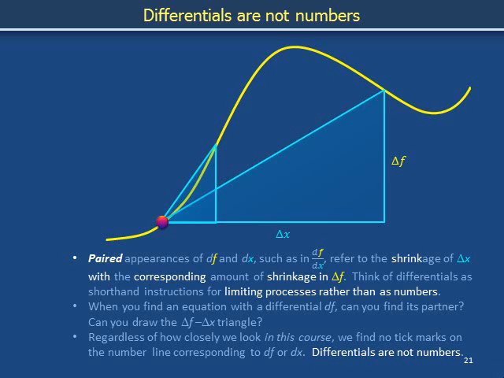Paired appearance of differentials is a good reminder of a notion of paired shrinkage of finite quantities. If you find a line of derivation in calculus apparently notating df on its own, so to speak, you might try to look around nearby for a corresponding symbol that looks like dx, or at least an implied notion of paired shrinkage. Regardless of how closely we look, at least in this course, we find no tick marks on the number line corresponding to df or to dx. Differentials are not numbers.